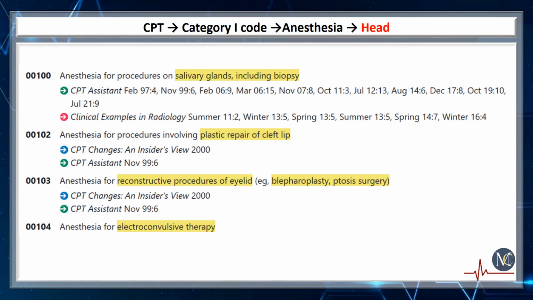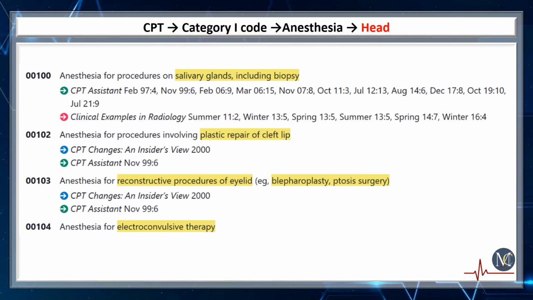Next code is 00102, anesthesia for procedures involving plastic repair of cleft lip. It means the provider performs anesthesia service for a plastic repair of a split or separation in the upper lip resulting from incomplete fusion.